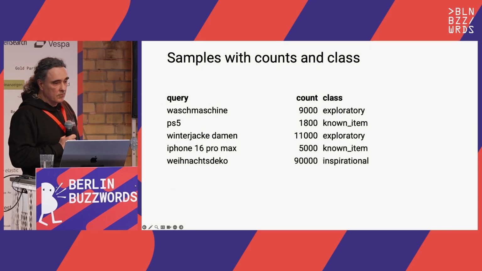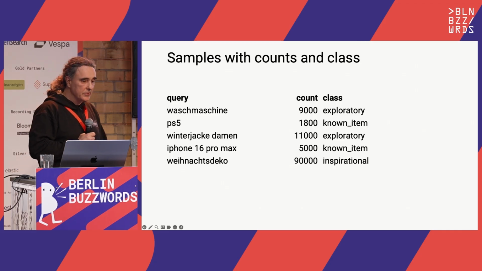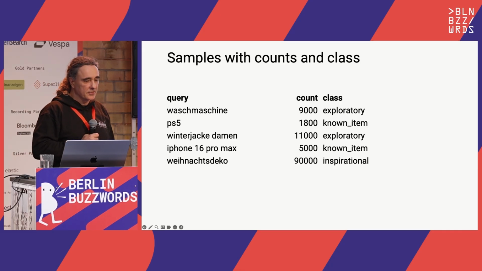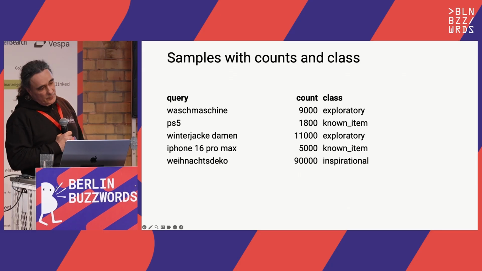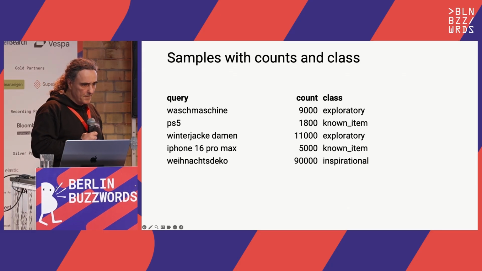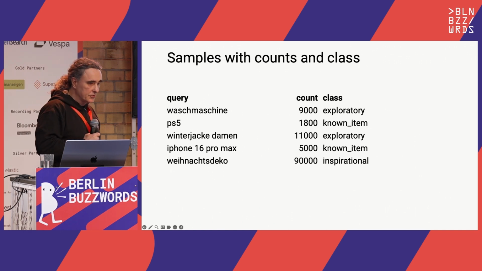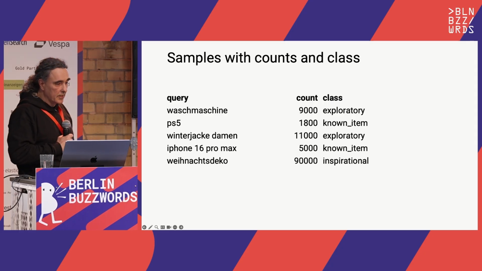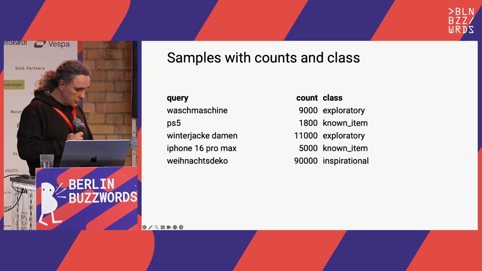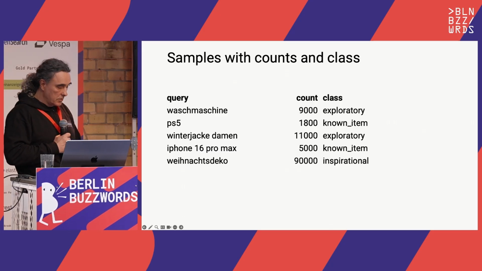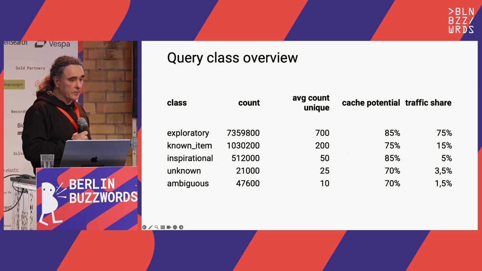So this is how the data looked. We have the queries, we have counts, which in this case are not the real counts, but the relation should fit. And then we have the labeling from the LLM. So we have exploratory queries like washing machine, known item queries like PlayStation 5, and also inspirational queries like Christmas decoration. The labeling looked fine, and we started to aggregate the data.